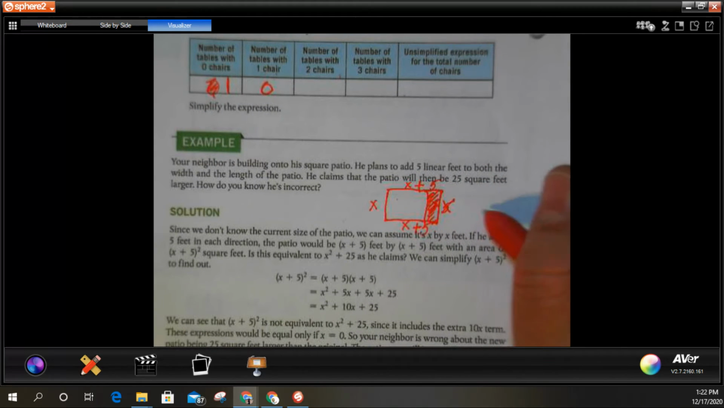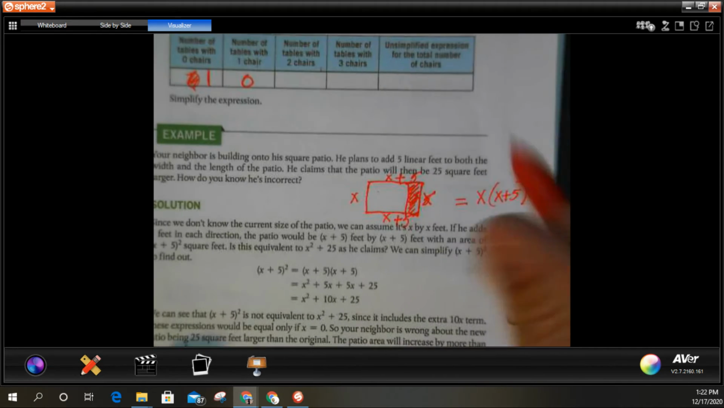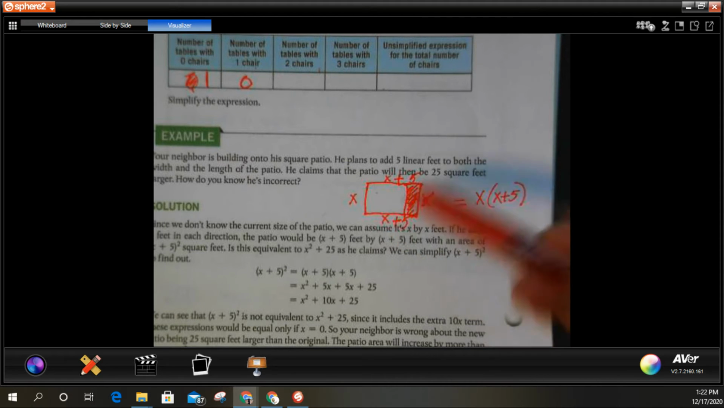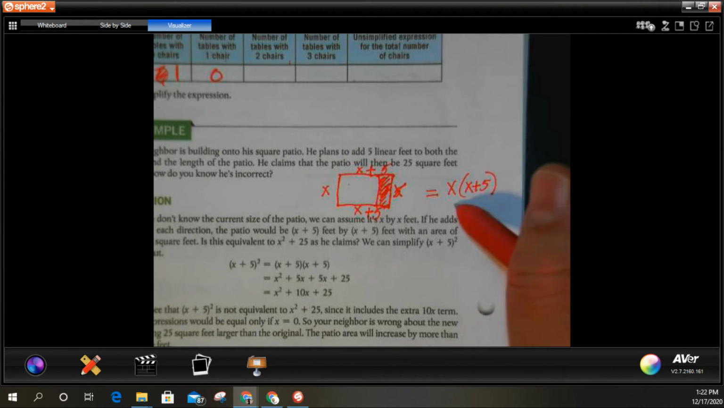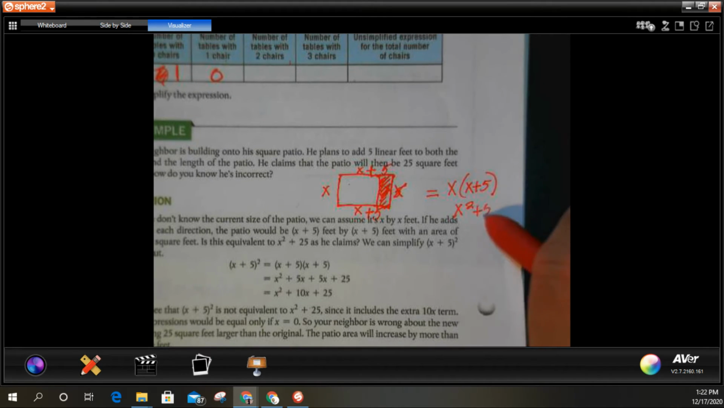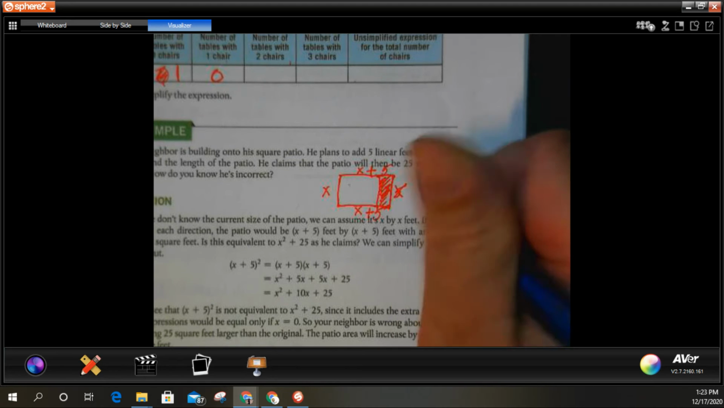We can see that x is not equal. Oh, here. If he adds 5 feet in each direction, the patio will be x feet. See, now they changed. See, they changed it. They said each side. Each side, we're going to add 5. Wish they would be clear from the start. So this is all wrong. And now we have an area of x plus 5 times x plus 5, or x plus 5 squared.